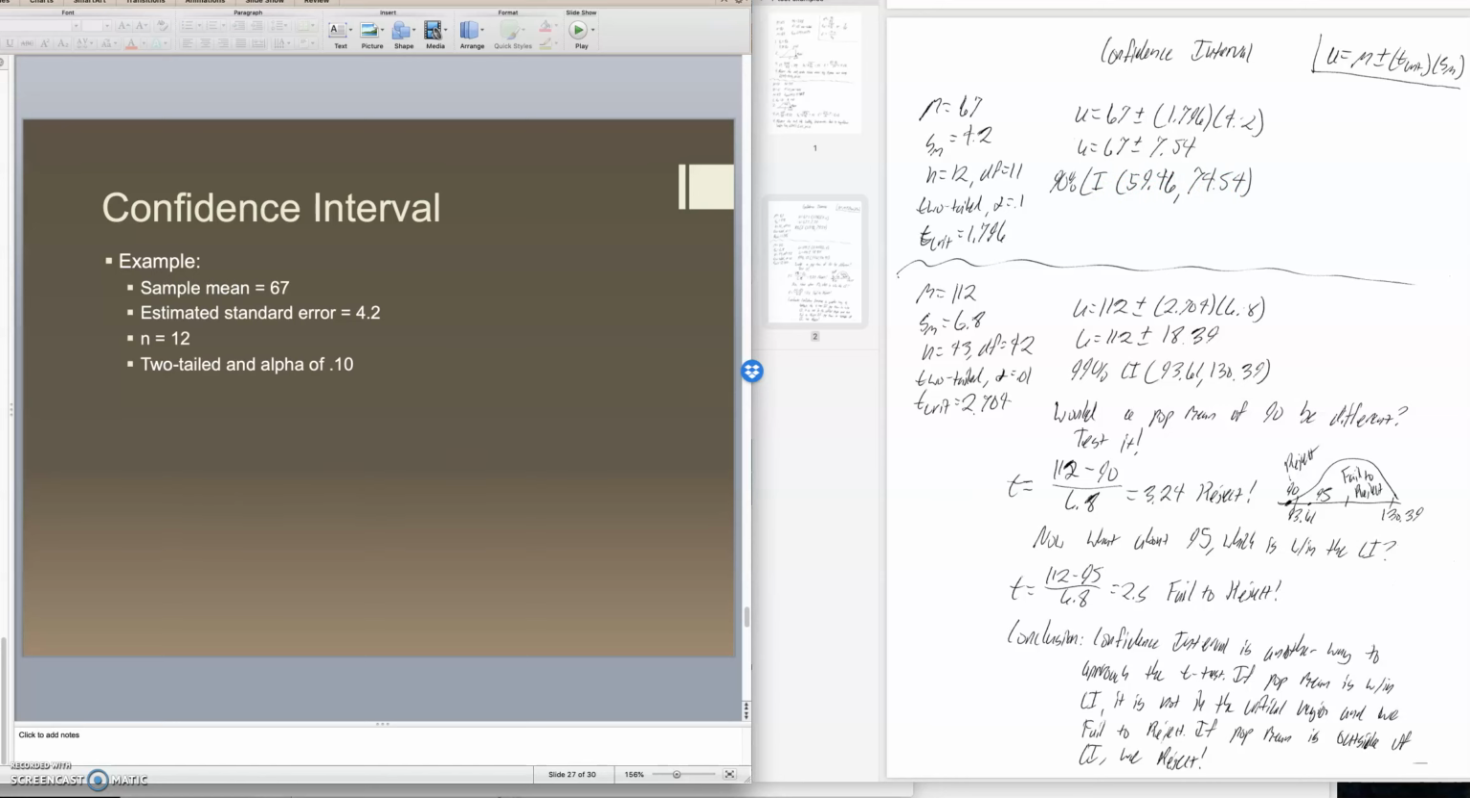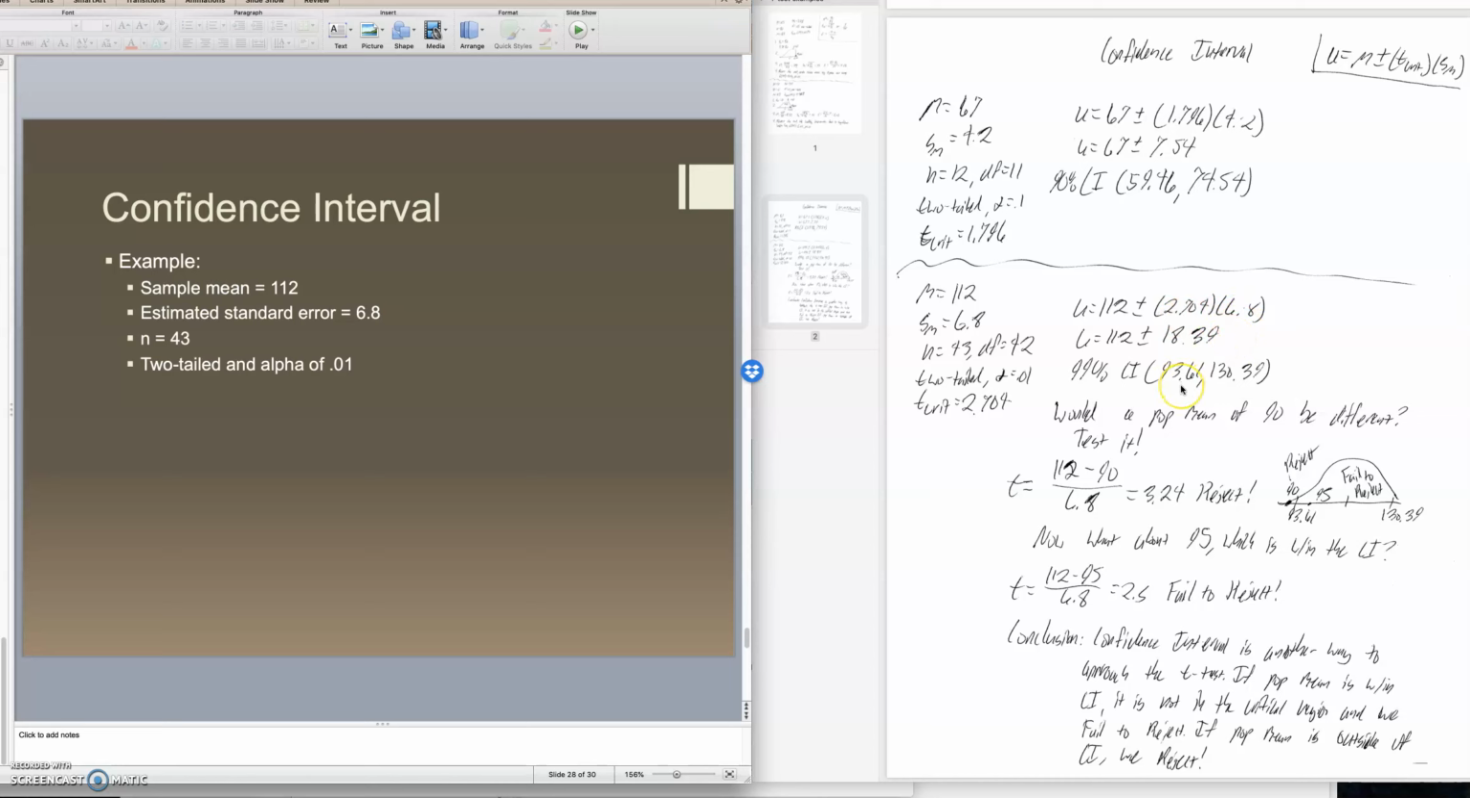Let's keep this going. Let's do another example. And this time we have sample mean of 112, estimated standard error of 6.8, n is 43. Two-tailed alpha this time of 0.01. Okay. Just copy the same information over. df is 42. When we find our t critical, we are going to use 40. So our t critical is going to be 2.704. Same steps, sample mean of 112, plus or minus 2.704 times 6.8 leads us to 112 plus or minus 18.4. Then I do the math.